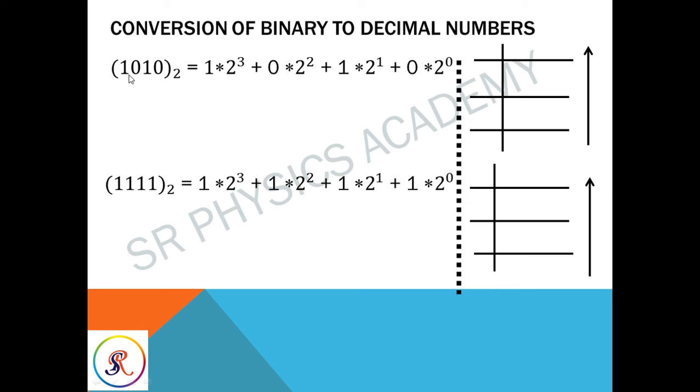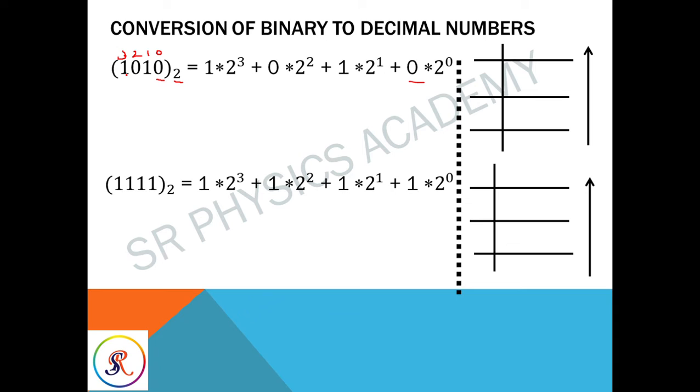Here we have taken 1010 base 2. In this case, what have we written here? If that is your wish, from right to left or left to right, we have to write the binary digits. In this case we have written 0 first. Then the powers go 0, 1, 2, 3. Then we know the base value is 2.